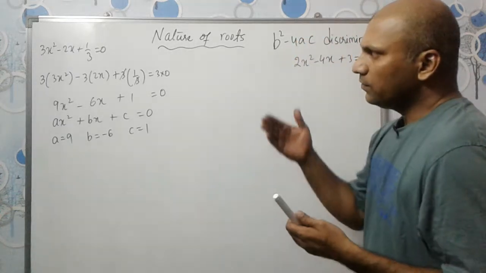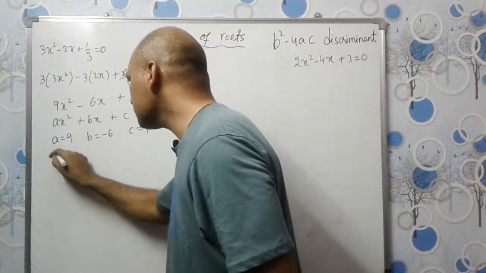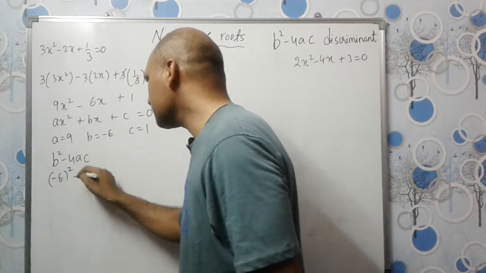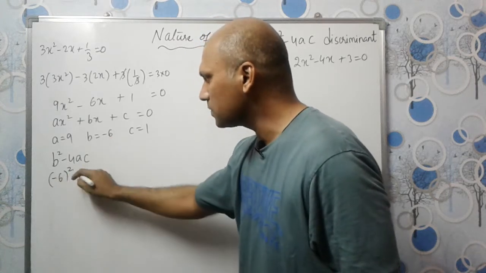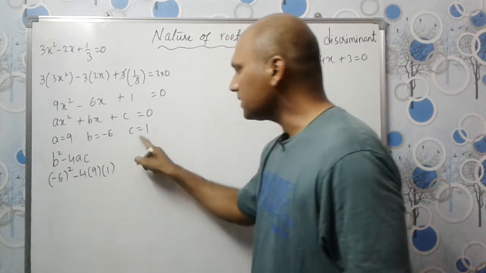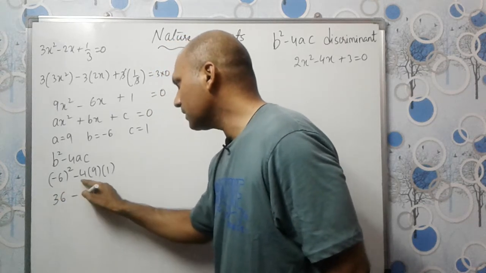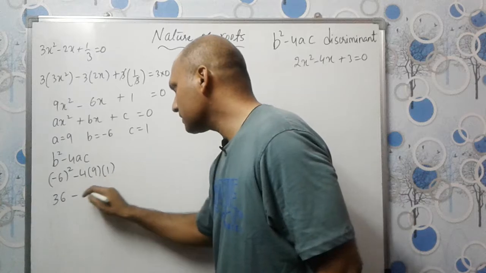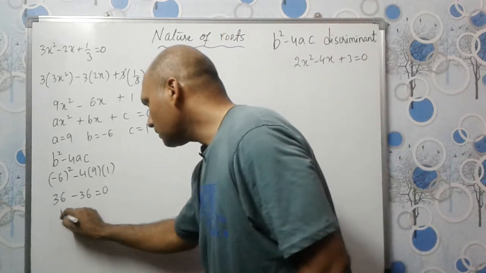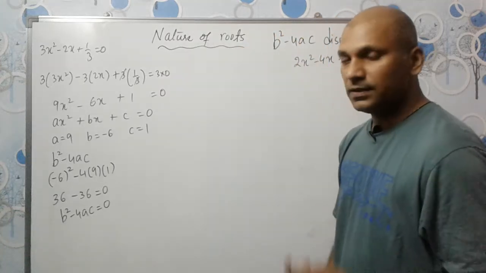Okay, we need to find the nature of the roots. We need to find the discriminant first. So discriminant is b square minus 4ac. Let us find minus 6 whole square, because b is minus 6, so I wrote minus 6 whole square. 4 into a into c. 4 into a is 9, c is 1. Minus 6 square is plus 36 minus 4 9s are 36. 36 into 1 is 36. So this is equal to 0. 36 minus 36 is 0. So we got b square minus 4ac is equal to 0, which means it is the second case, right?